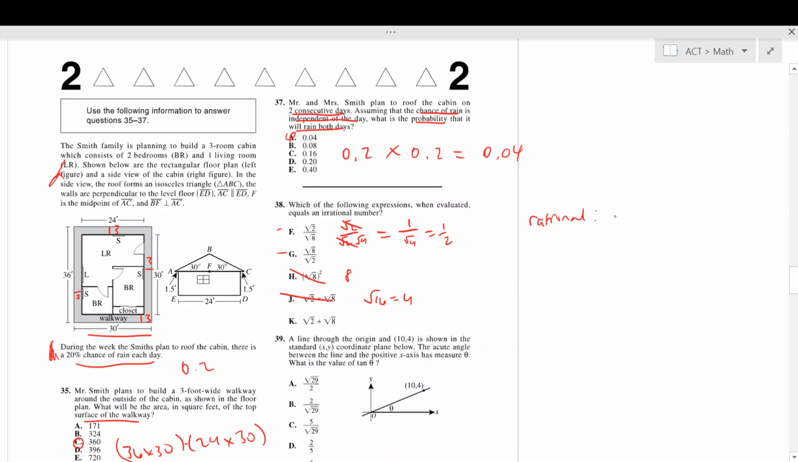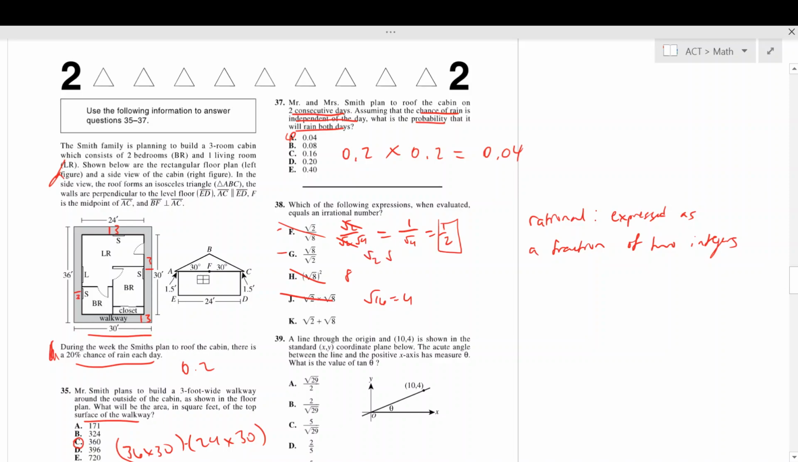is that it can be expressed as a fraction of 2 integers. Right, so 1/2 is obviously a fraction of 2 integers, 1 over 2. That's rational. And similarly, square root 8 over square root 2, we can do it the same way.